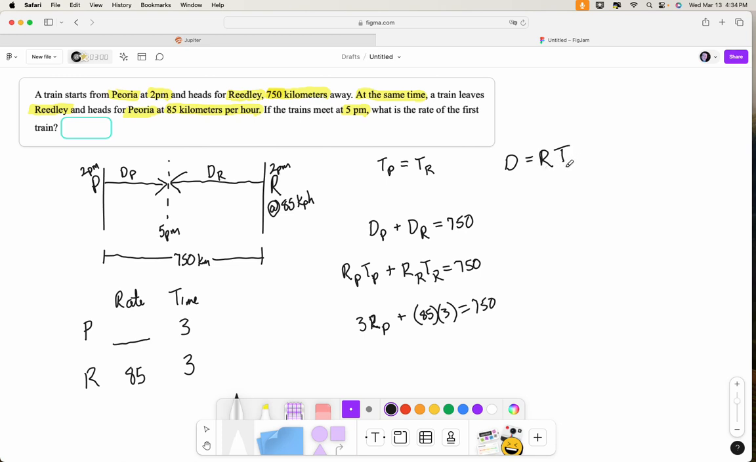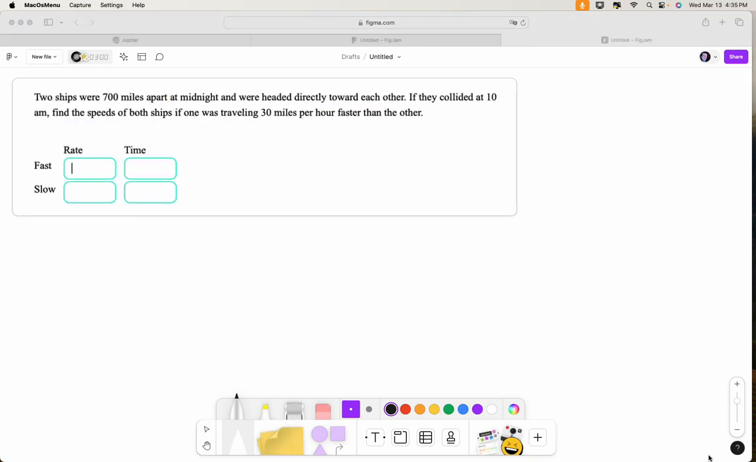That little letter on the bottom right here distinguishes between the two different vehicles, the two different trains. And that's what we do here. We look at our picture to write the overall equation, and then we break it down. And then we substitute in the information that we know, and then we solve for what we don't know. Every single time, that's what we're doing. So solve this and give me the rate of the Peoria train. Let's do the next one.